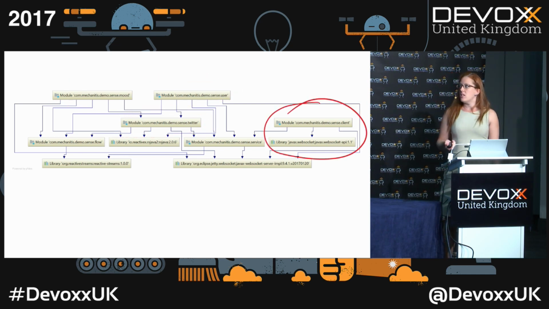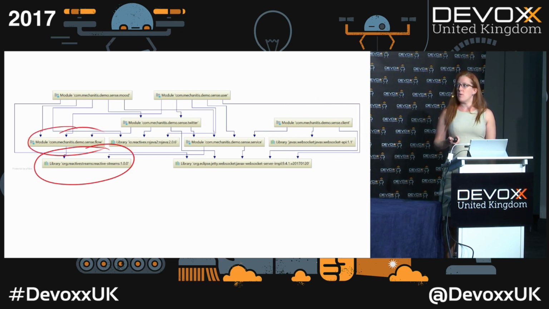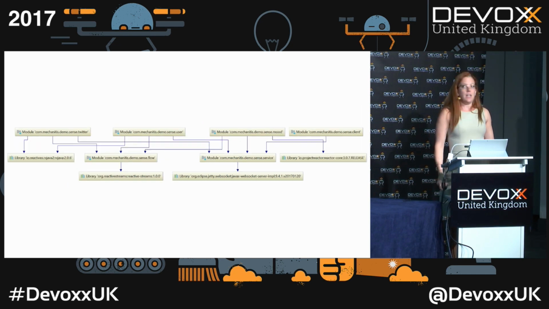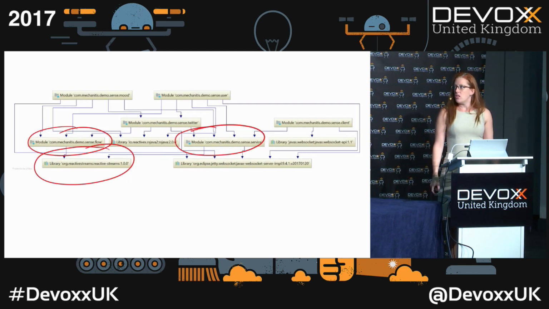I also noticed that the client code was dependent upon the WebSockets API, but nothing else was, which is kind of weird because they're all using WebSockets. And my Reactive Streams API was being used by two of my modules, rather than either all of them or just one which manages the API side of stuff. So I kind of had a bit of noise in there, which just felt a bit wrong, the way that the code had been organized.